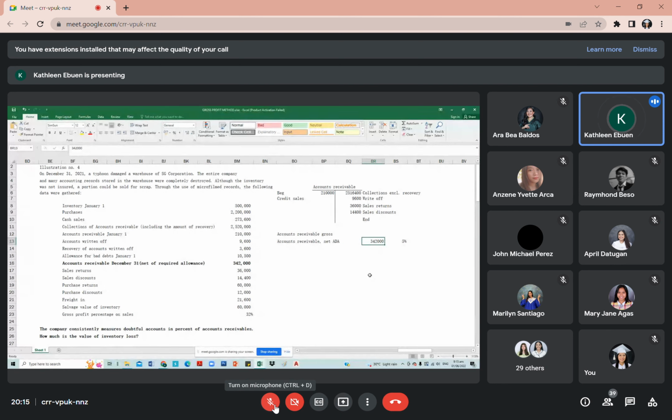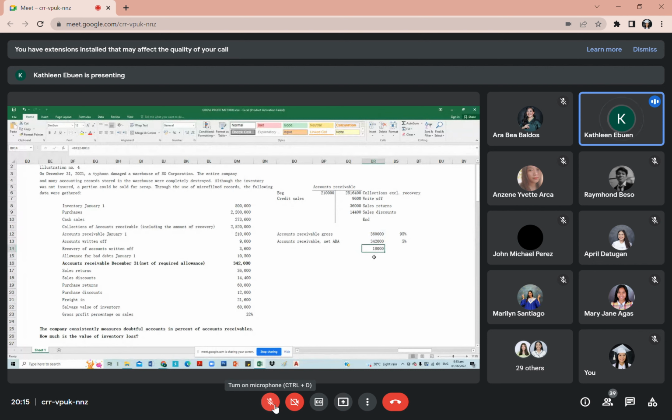Paano natin makukuha yung gross? Times po. Ha? Hindi natin ita-times. Ang gagawin natin, class, i-divide natin sa 95%. 342 divide by 95%, makukuha natin si gross amount. 360,000. So, kung ibabawas ko yan, 360,000 less 342,000, magkano to?